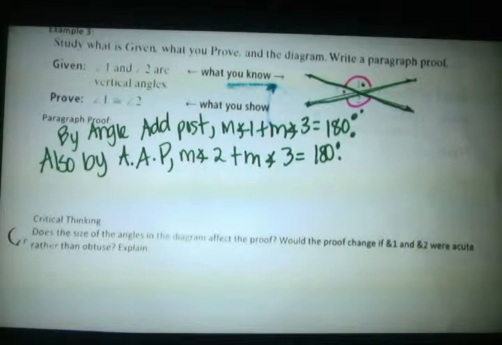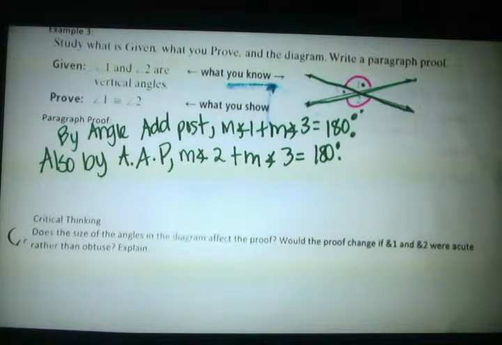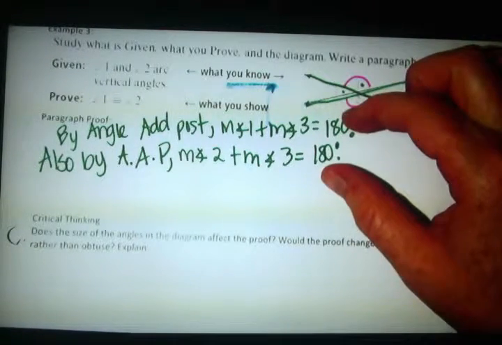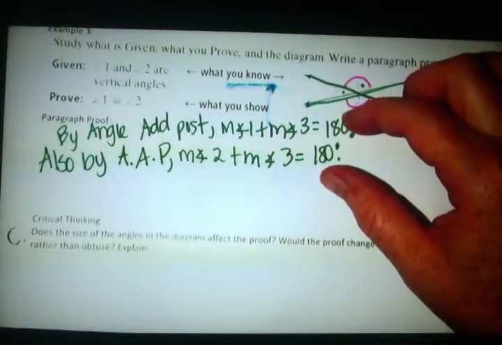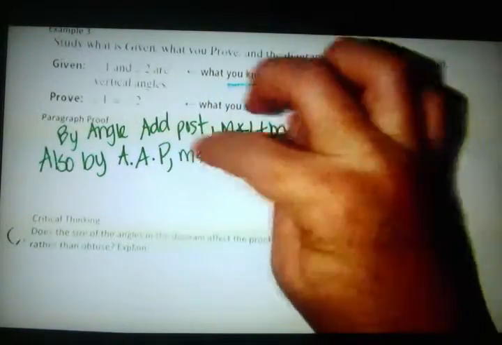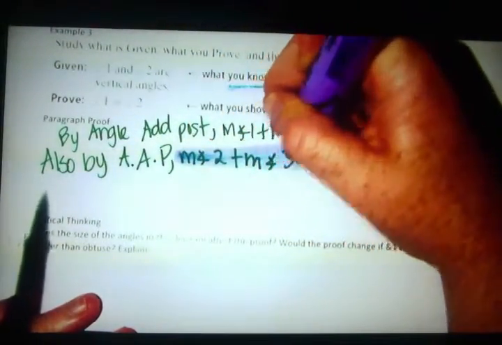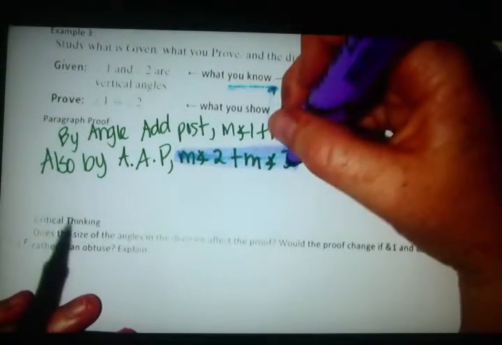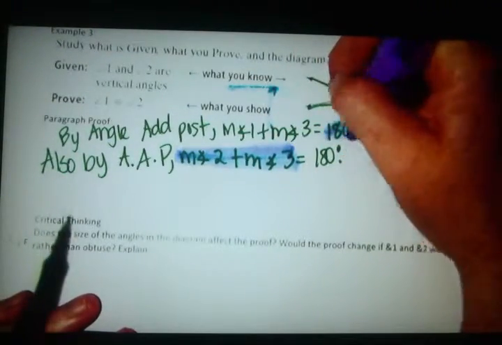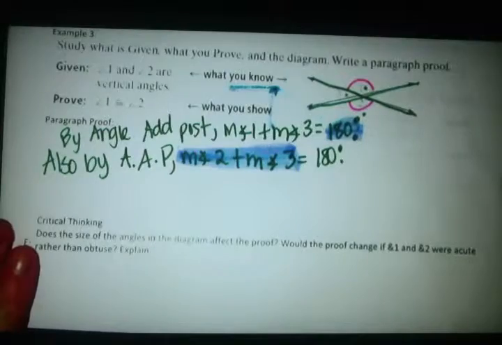So we're trying to prove here still that angle 1 is congruent to angle 2. These are equal. If something is equal, I can substitute it out, right? So I can switch this 180 out for this, the measure of angle 2 plus the measure of angle 3. Let me highlight that for you. By substitution, we're going to take the measure of angle 2 plus the measure of angle 3 and switch it with 180 because it equals 180. You need to understand that you can do that. So let's do that now.